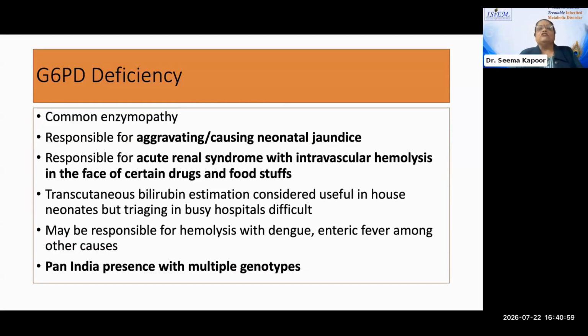Right? Now coming to G6PD, frequently been asked, what is the effect of G6PD? Yes, it exacerbates neonatal jaundice, but very important to remember that it causes acute renal shutdown with intravascular hemolysis on exposure to certain substances, certain drugs and foodstuffs.